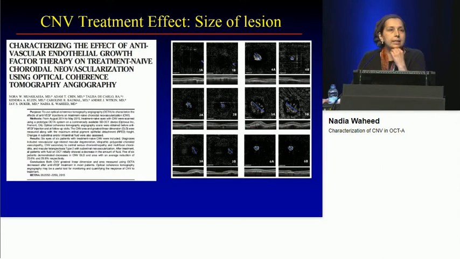Now, when you're looking at this, both from a clinical and a reading center perspective, one of the things that you worry about is that we have all of these commercial machines out there, and all of them have different decorrelation algorithms and really are looking at different things when they're looking at CNV.